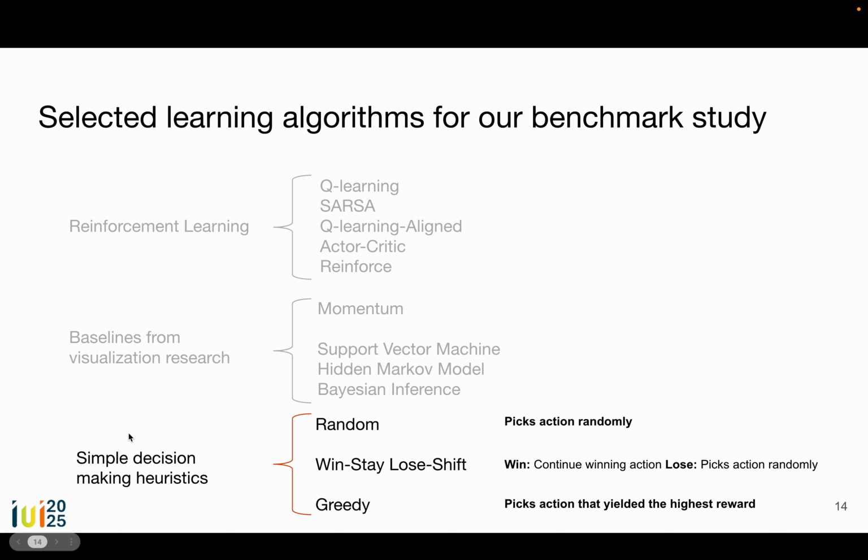We also use some simple heuristics that humans typically use for decision making. For instance, we have random, where the user picks an action randomly. We have win stay lose shift, where the user continues a winning action, but when she loses, she picks an action randomly. And in the greedy approach, the user picks an action that has yielded the highest reward so far.